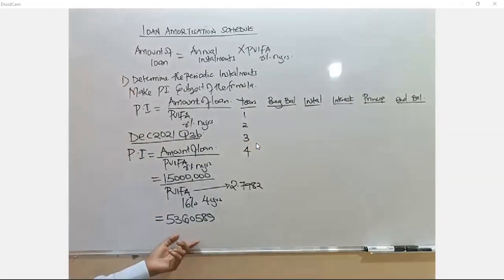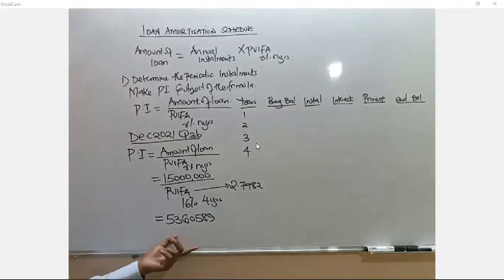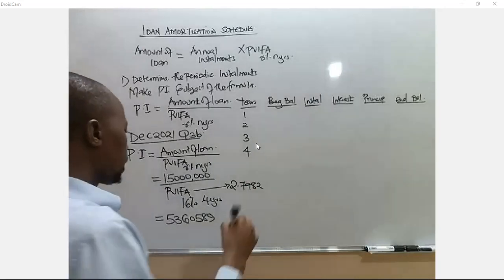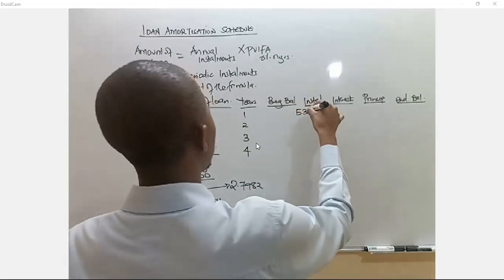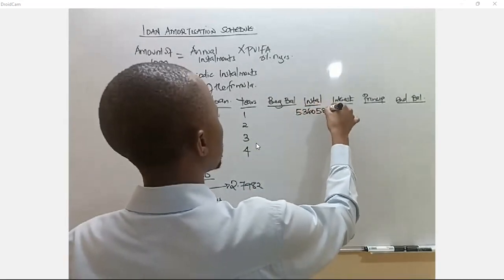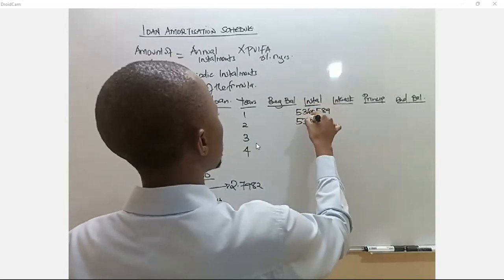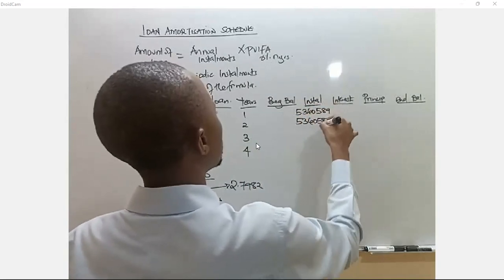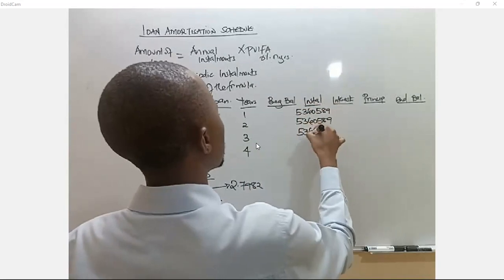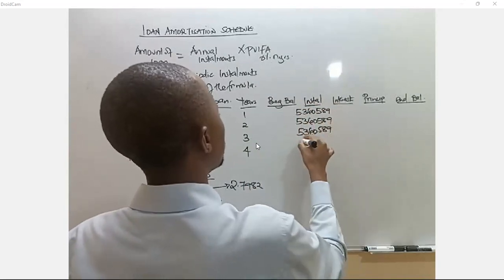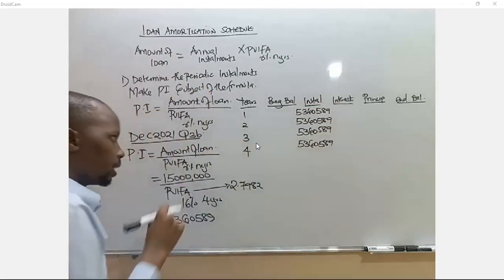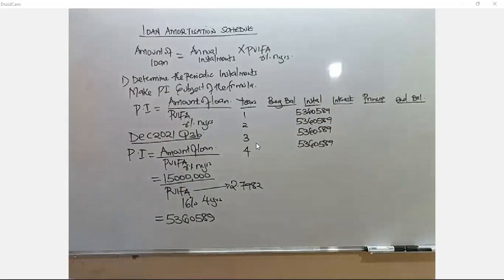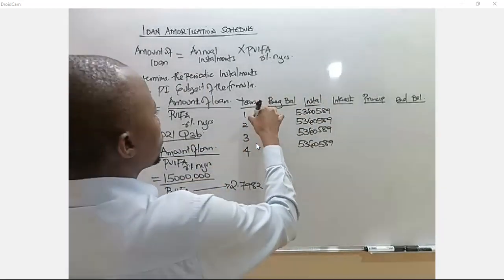We have 4 years. So year 1, year 2, year 3, year 4. The installments will be the same, by the way. So the installments will not change. So you just come and you copy them here: 5,360,589, 5,360,589, 5,360,589, 5,360,589. Those ones will always be there. But what is our beginning balance? It is the amount you are borrowing. So we are borrowing 15 million.